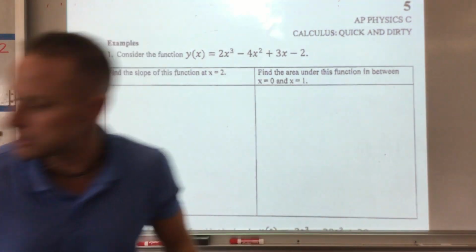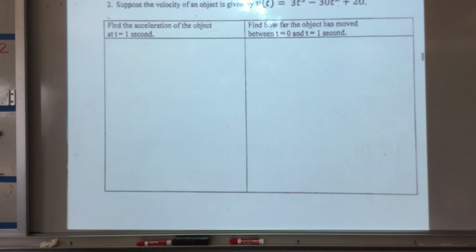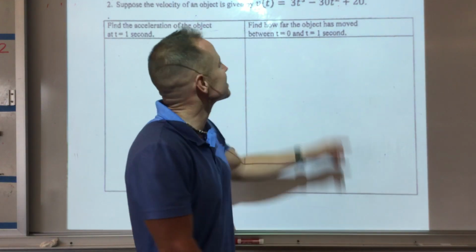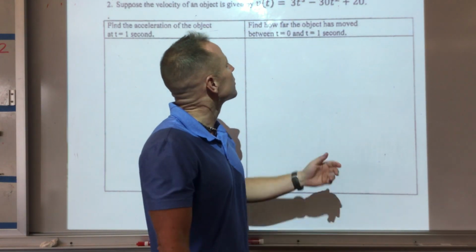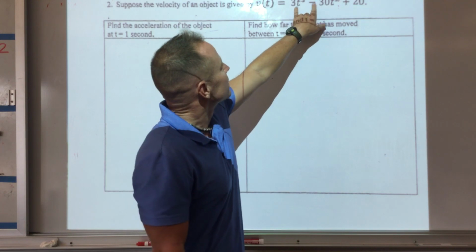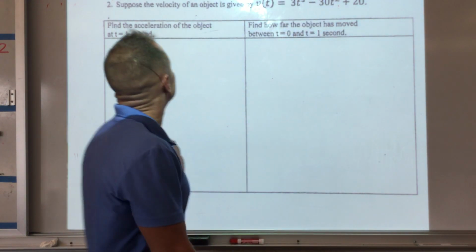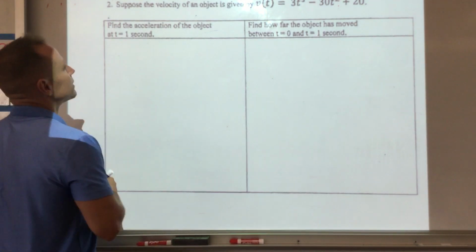So one more little case with this. Let's do this. This one says, suppose the velocity of something is given by this. So this is just telling you how fast it's moving as time goes by, right? Like apparently when the time started, it was going 20 maybe meters per second. So it says find the acceleration.